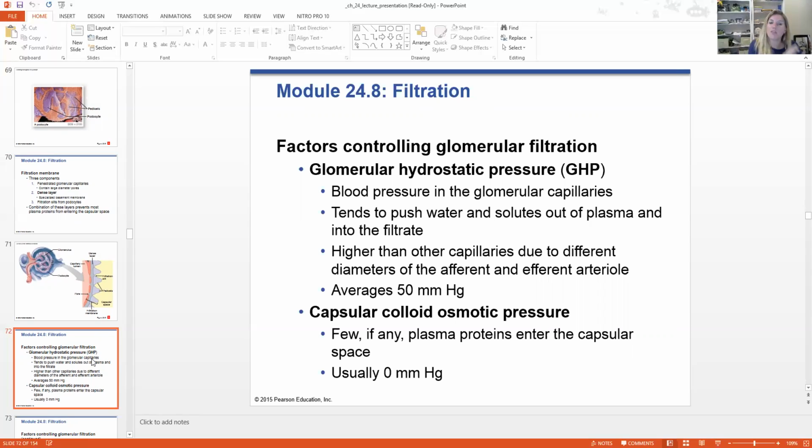So the capsular colloid osmotic pressure is the amount of pressure in that capsular space. It's almost nothing. So in other words, this hydrostatic pressure is pushing water and solutes out of the glomerular capillaries into the capsular space that pretty much doesn't have any pressure at all, right? There's no pressure pushing anything back in. It's just taking that pressure out. Because as soon as everything's kicked out of the glomerulus, it's just going to go right into the renal tubule, right? It's just going to go right to the PCT. It's not going to hang out in there for a while, right?